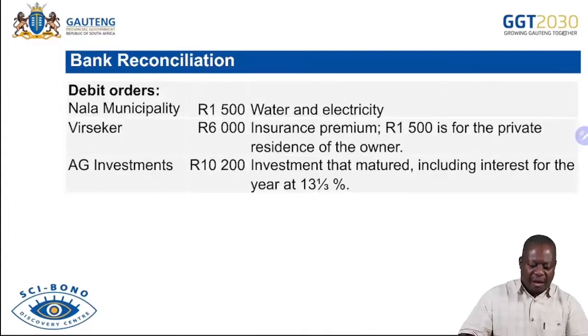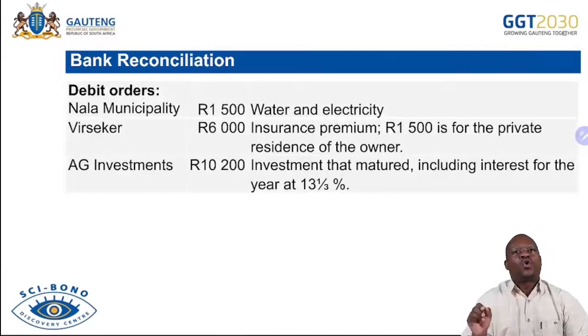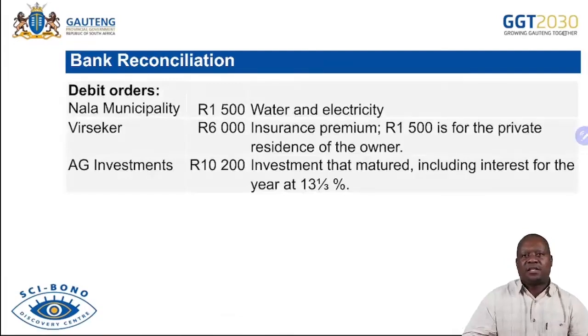So the first one is a payment for water and electricity. The second one is a payment for insurance, but please take note on this one. 1,500 is for the private residence of the owner. So when a business pays anything on behalf of the owner, that is drawings. So it means they paid a total of 6,000, but 4,500 is insurance for the business. But the 1,500 is not a business expense. It is being paid on behalf of the owner, and because of that, it is referred to as drawings.